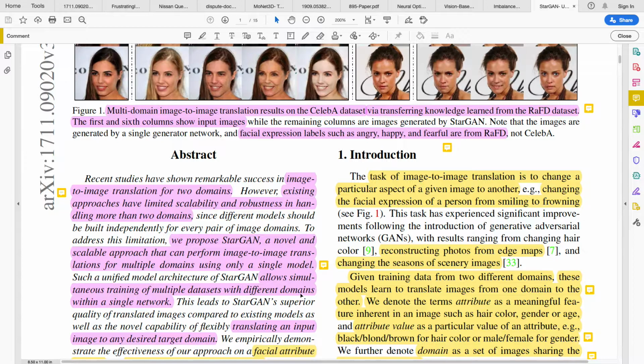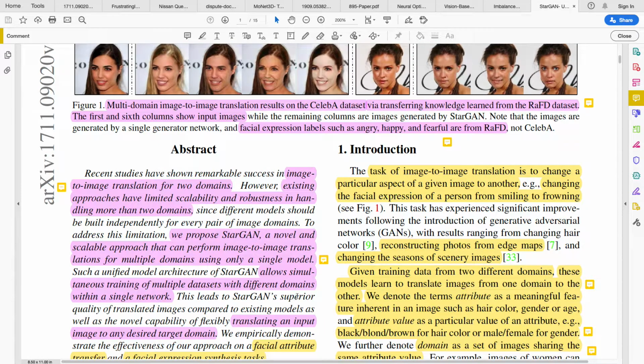Okay, so that's essentially what this work is about. It's about multiple works I've been looking into, image transformation, that is from one domain to another domain. But this work is looking at multi-domain transformation.